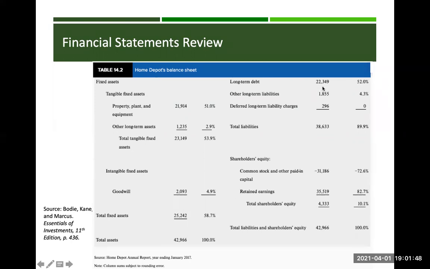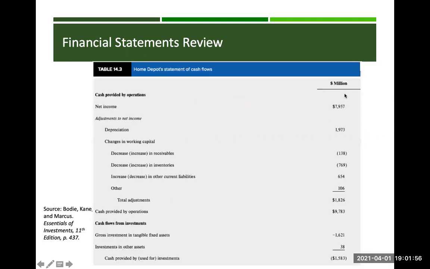Yes, long-term debt, 22.35 billion. It's pretty big. I would say it's pretty big. It differs on the revenue, but not on the expenses. True, but if the revenue is riskier, then it would be more difficult to be as leveraged, I would argue.